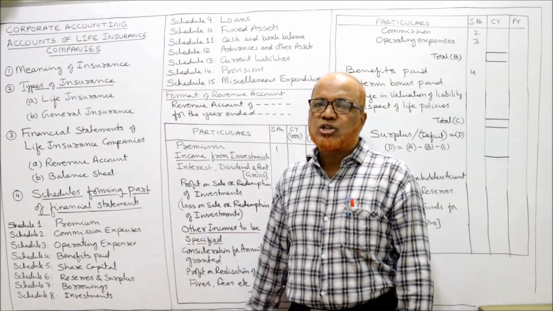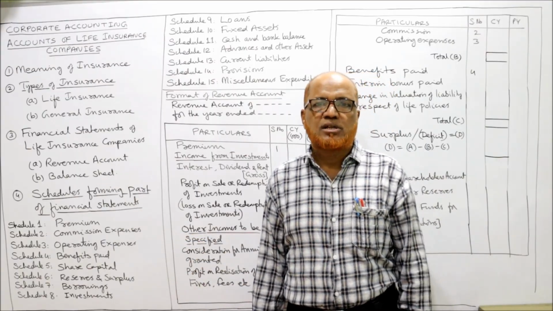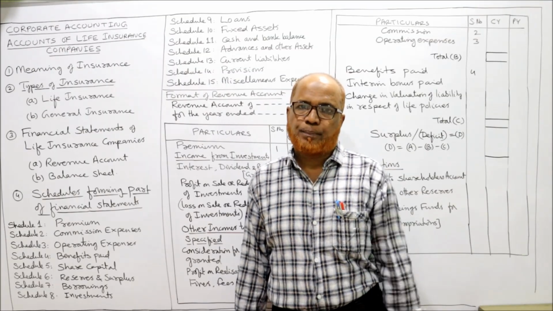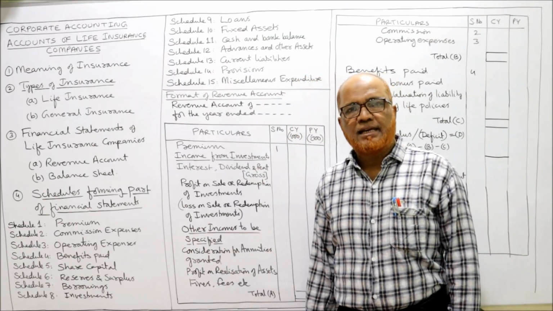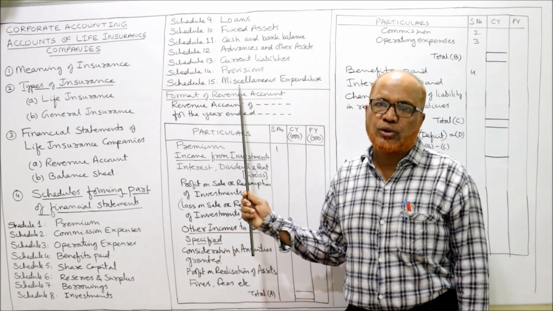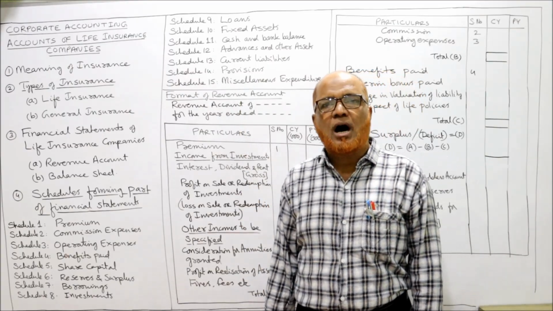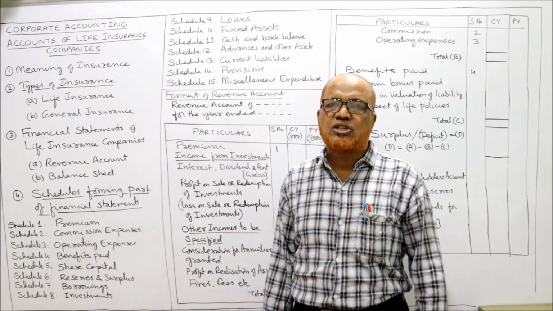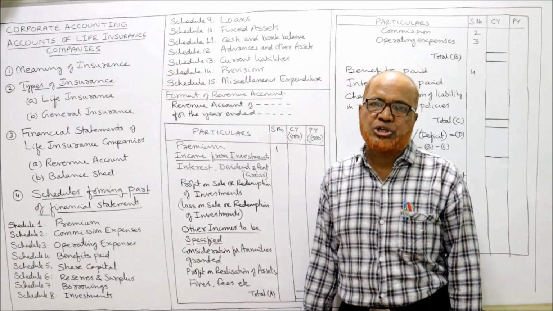So revenue account and balance sheet, it is completely schedule based. So first you have to remember which schedule is for what. कौन सा schedule किसके लिए है? तो totally we divide into 15 schedules. The first 4 schedules are in revenue account. Remaining from 5th schedule to 15th schedule, 11 schedules will go to balance sheet.